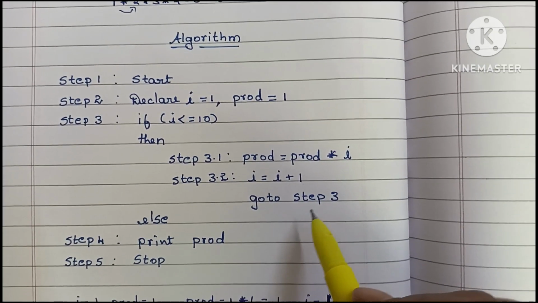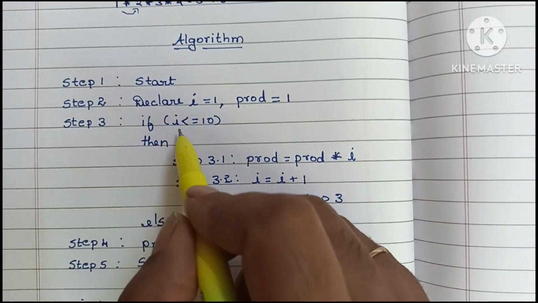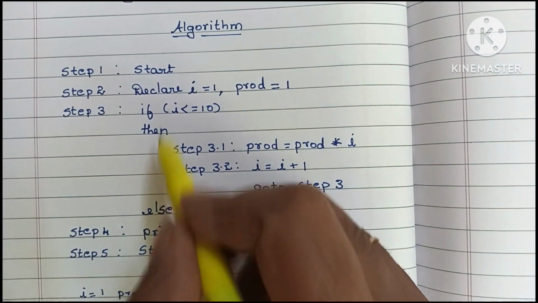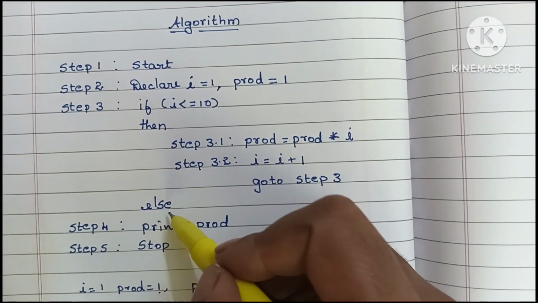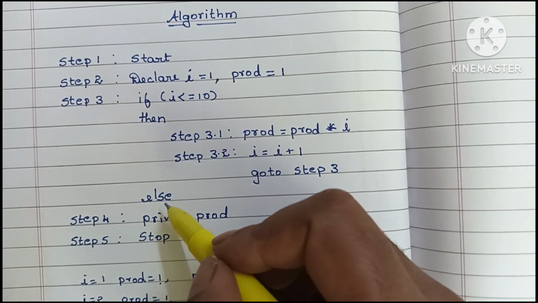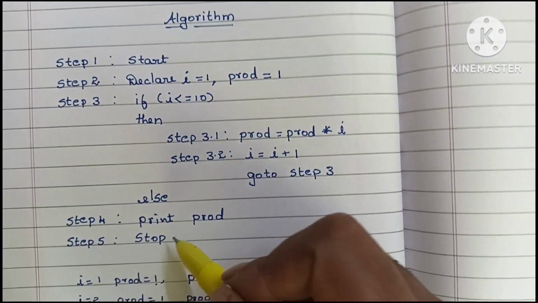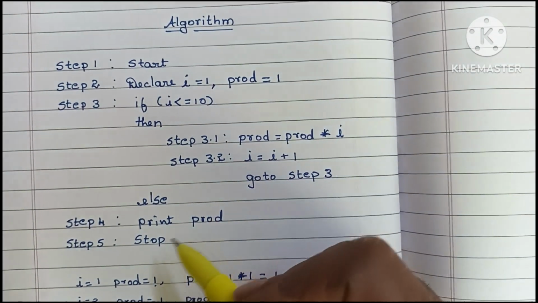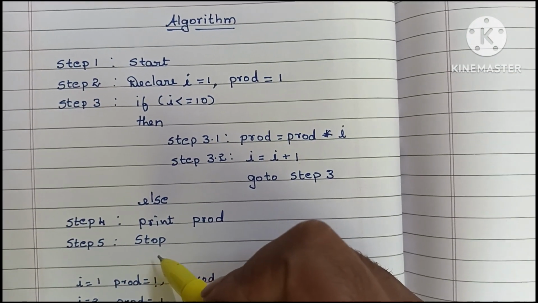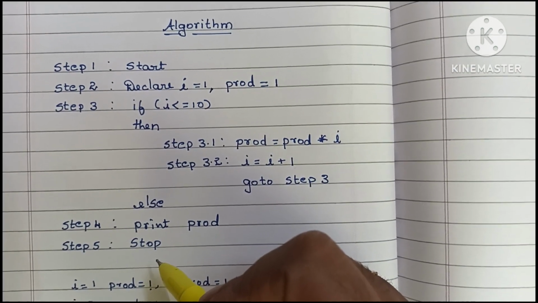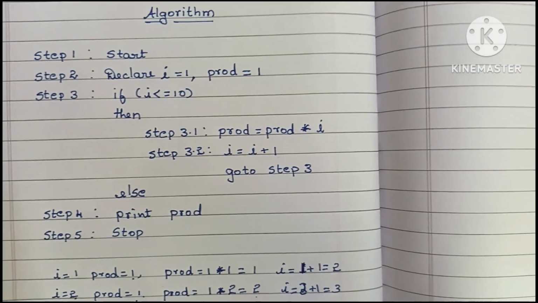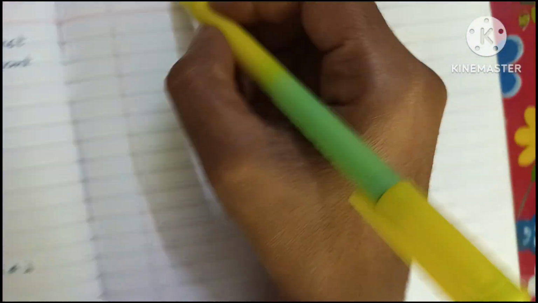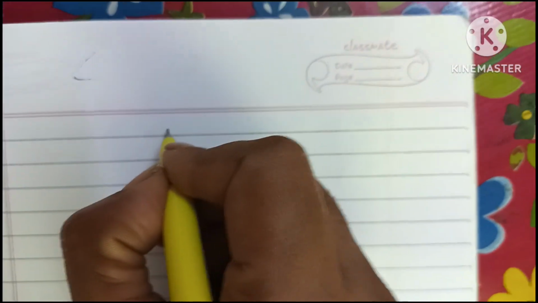Next go to step number 3 again until this condition becomes false. If this condition is false, we have to execute the else statement, that is step number 4. We have to print the product value. In step number 5, we have to stop the algorithm using the stop statement. Next we are going to draw the flowchart.